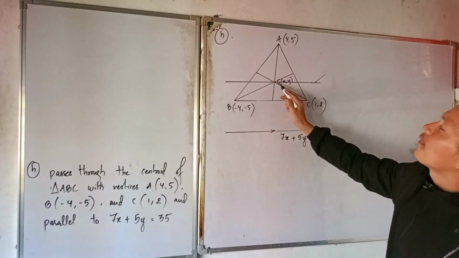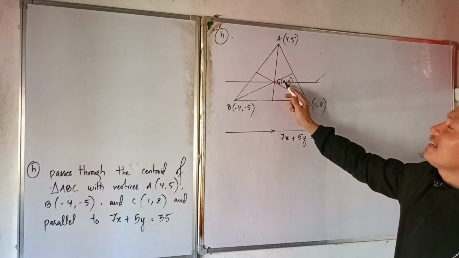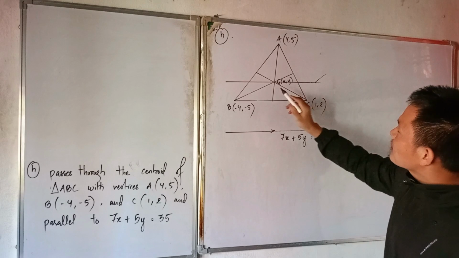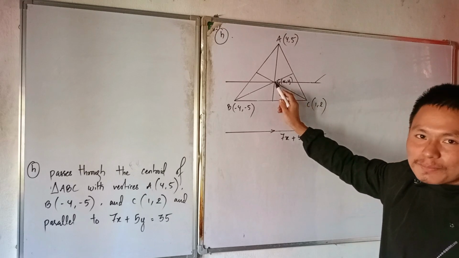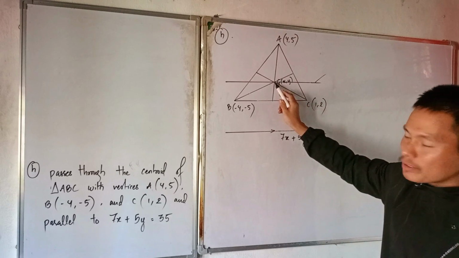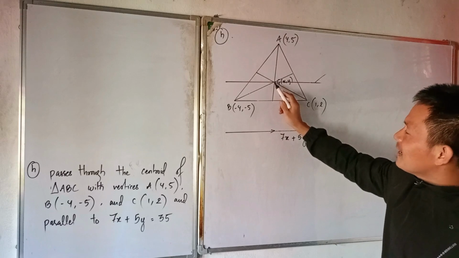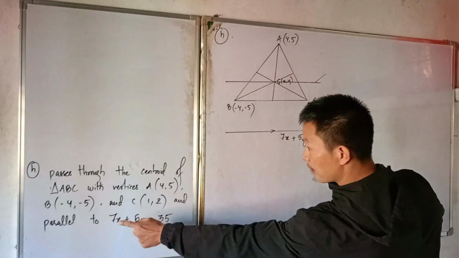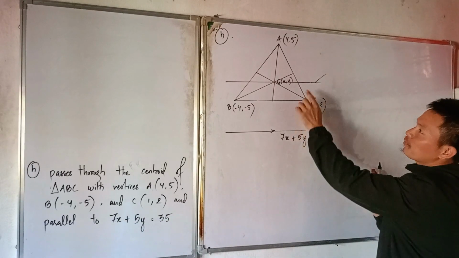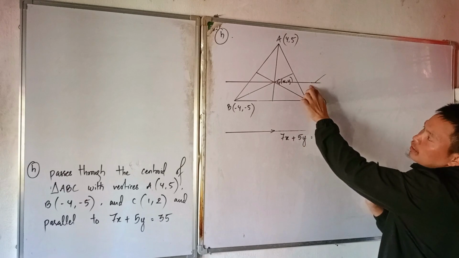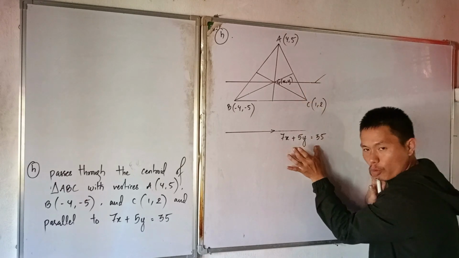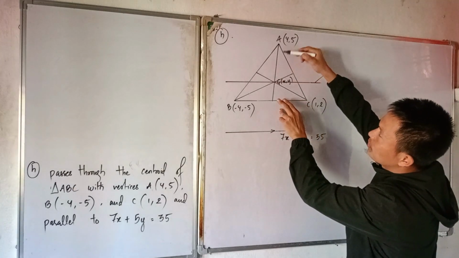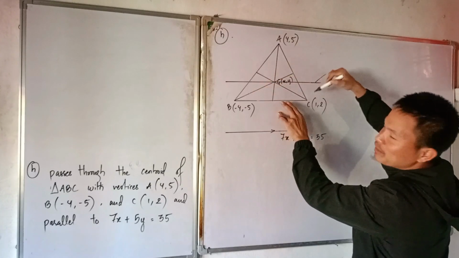From that, you will get the value of this centroid G(x, y). After that, this line passes through the centroid and is parallel to this line. So you have to find the equation of the line which is parallel to this line and also passes through the centroid of this triangle ABC.